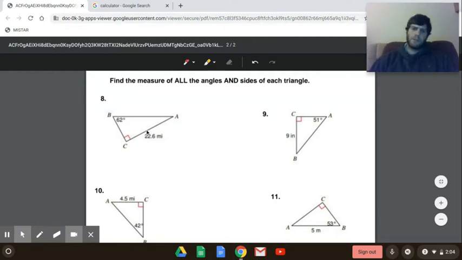All right, so the first thing I'm going to do is the sides. Let's just put an X. So let's label the hypotenuse. This is the X we made. Here's the angle we have, 62, and then 22.6 is across, so that'll be opposite.